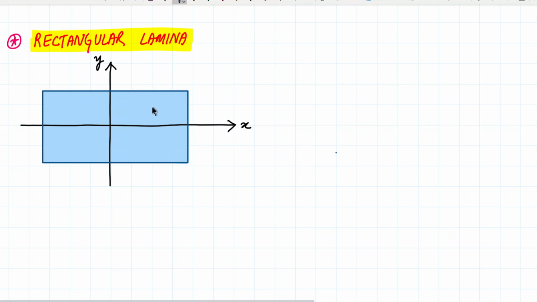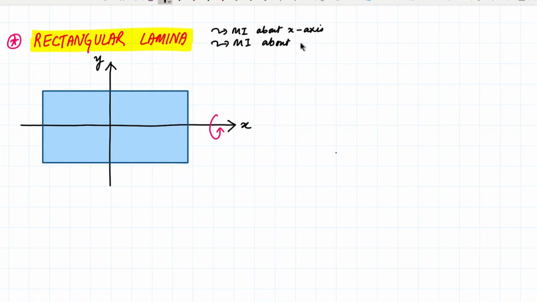ओके सर। ठीक है, so let's suppose that I want to calculate moment of inertia with respect to x-axis, या about x-axis, मतलब rotation about the x-axis. I want to calculate moment of inertia about y-axis, that means rotation about the y-axis. I want to calculate moment of inertia about z-axis. Z-axis का मतलब है अगर z-axis ऐसे है तो इसके अगेंस्ट अगर रोटेशन होता है तो क्या होता है.